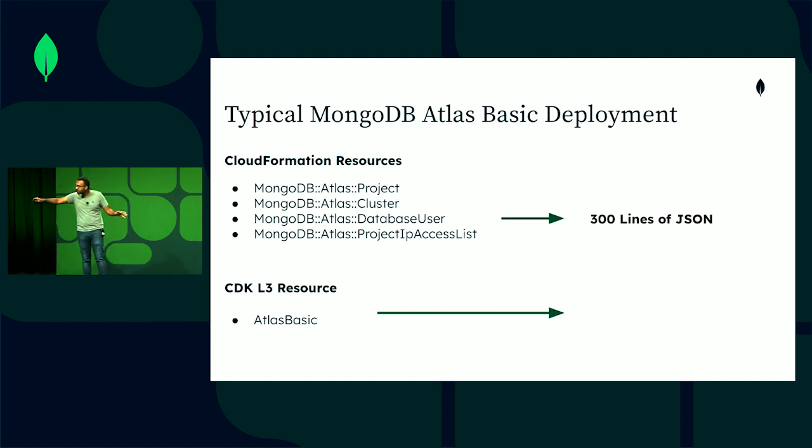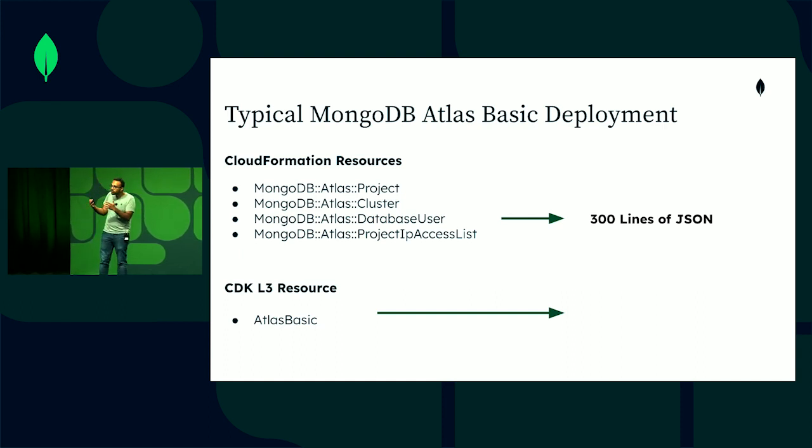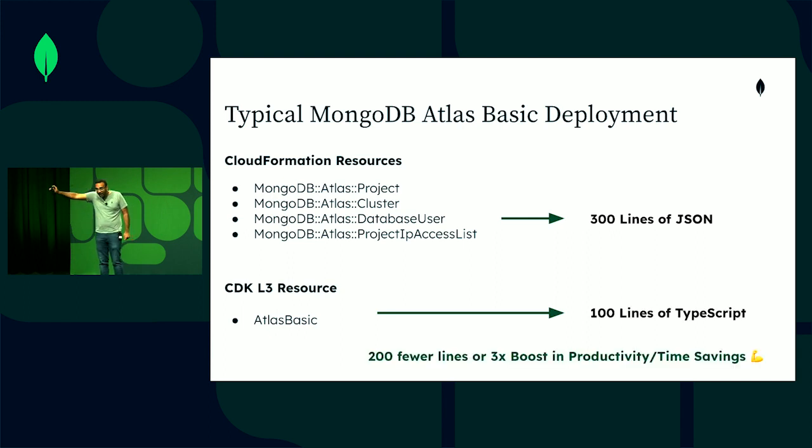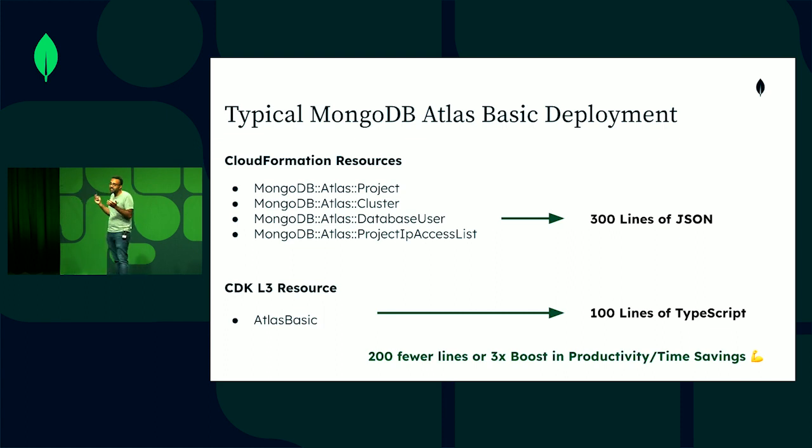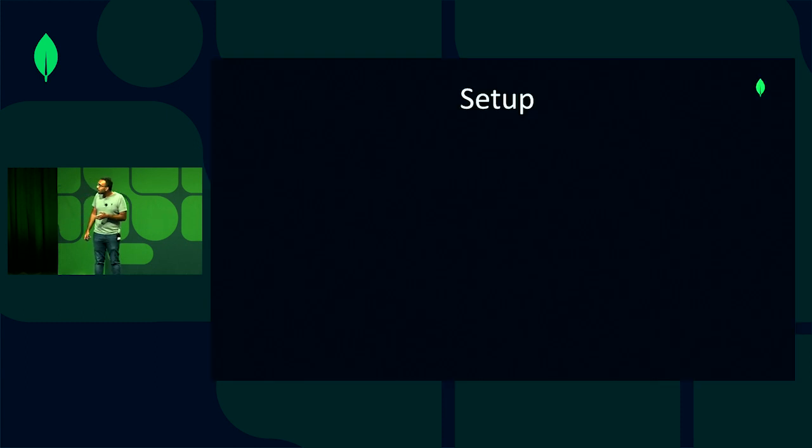which basically combines these 4 resources together. So in addition to just having less developer overhead, you don't have to worry about the fundamentals anymore, it's fewer lines of code. So this Atlas Basic resource is only 100 lines in TypeScript. So in addition to less friction, you get to stay focused, you get to do what you want, that's basically 200 fewer lines of code to manage, 3x boost in productivity and time savings, fewer instances of bugs or management to creep in.